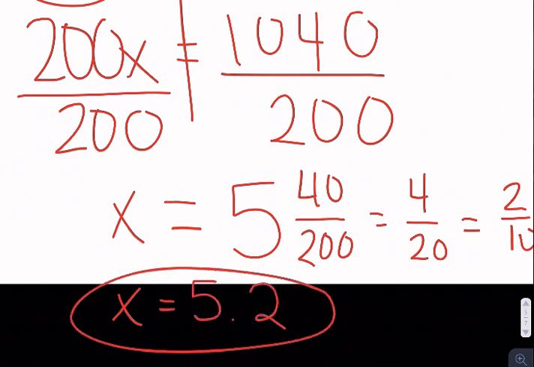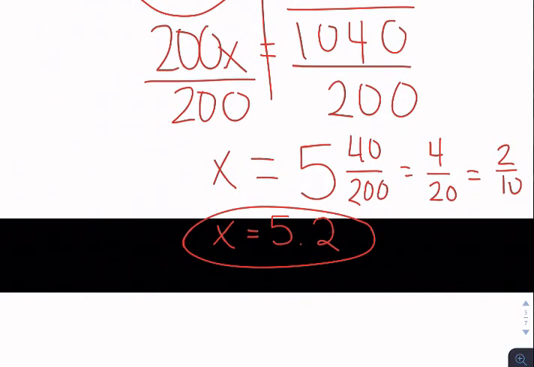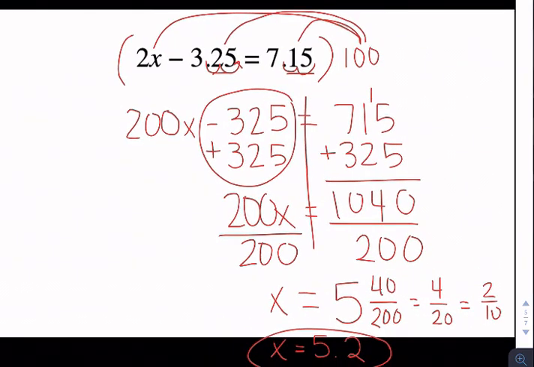It doesn't truly matter, but usually when you are given the problem as a decimal, you want to give your answer as a decimal. If the problem is a fraction, you want to give the answer as a fraction. So my decimal answer would be 5.2. Again, there's lots of ways that you can solve these equations. You just need to find the way that you understand the best.